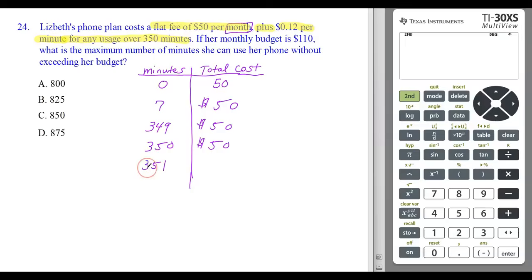Well, what you do is you think in your mind, okay, how many minutes is this over 350? It's 1 minute over, so she'd be charged the $50 plus the 1 minute over times 12 cents per minute. And what would that total be? Well, you can plug that in. Hopefully you can see that would just be $50.12. You can plug this in, watch, 50 plus 1, because it's 1 minute over 350, times 12. I'm sorry, times 0.12.